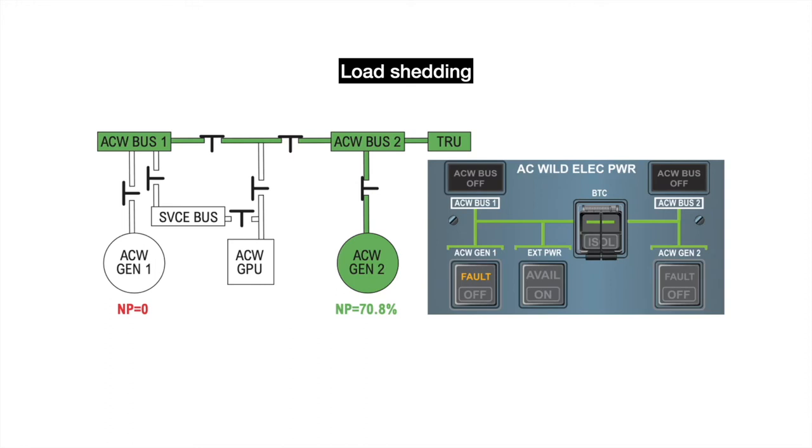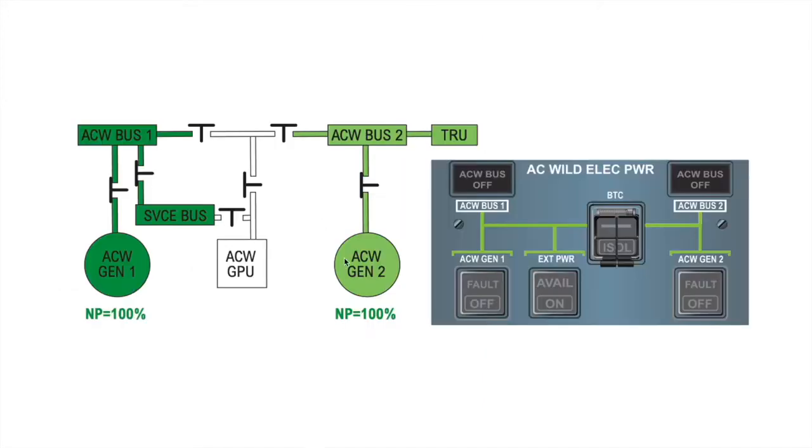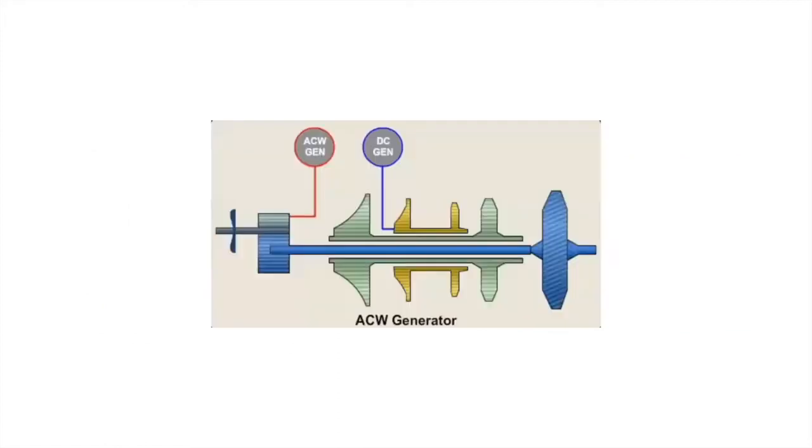In the AC wild network, as soon as one AC wild generator fails, the AC wild service bus is disconnected for load shedding reasons. Now let's talk about the TRU. The transformer rectifier unit, or the TRU, converts alternating current to direct current. The power supply to the TRU is by AC wild generator 2. We know that the AC wild generators are connected via the propeller. So as long as the propellers are rotating, the AC wild buses will produce current, because the AC wild generators are online as long as the propeller RPM is more than 66%.